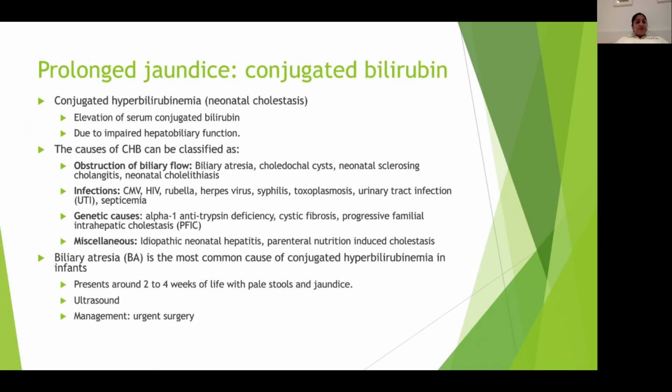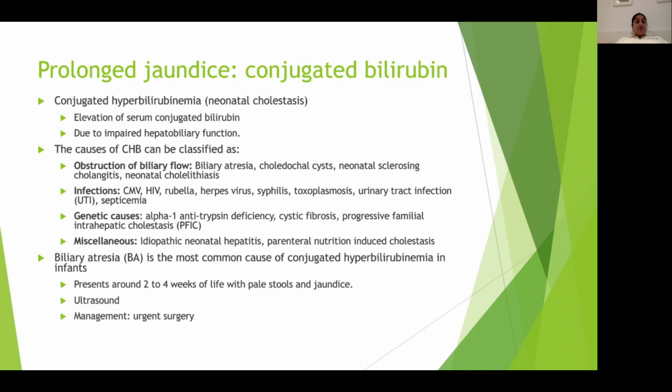So biliary atresia is the most common cause of conjugated hyperbilirubinemia in infants, which presents as jaundice in the neonate around 2 to 4 weeks of life. Those babies will have pale stools as well as jaundice. Obviously babies' stools can be so varied, but they will literally be really pale. So it's always important to ask about stools and how the baby is passing stool.